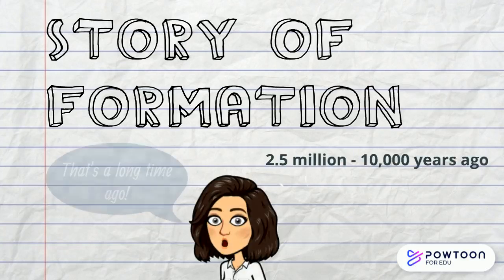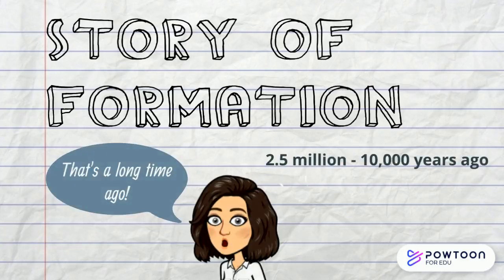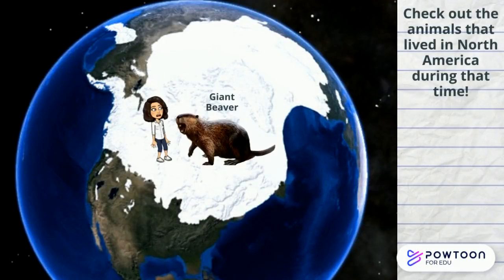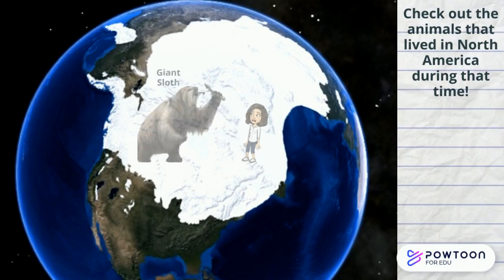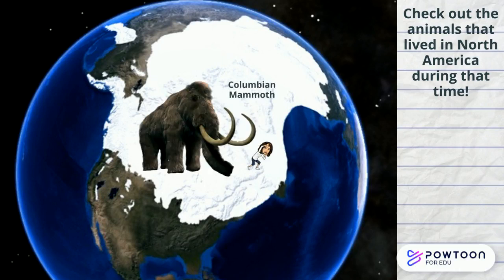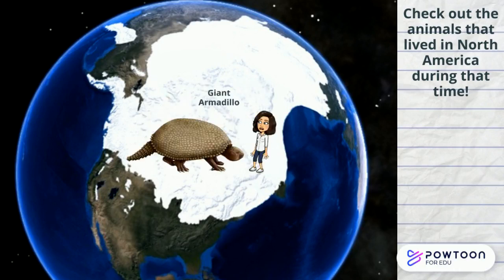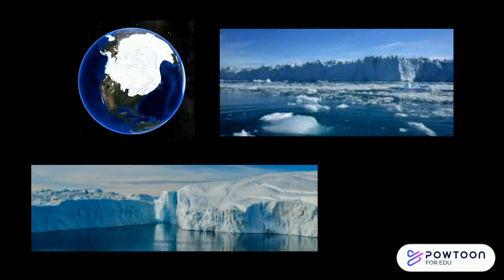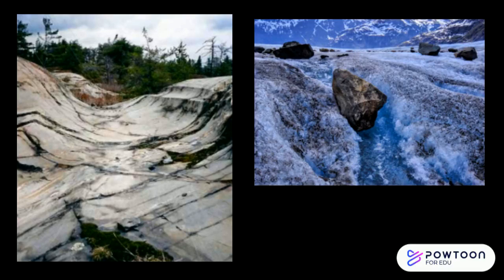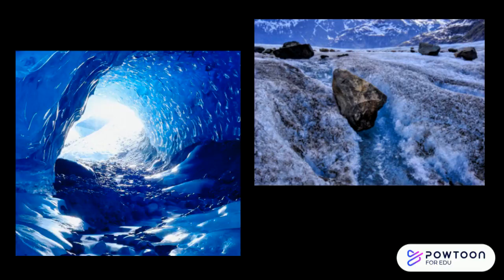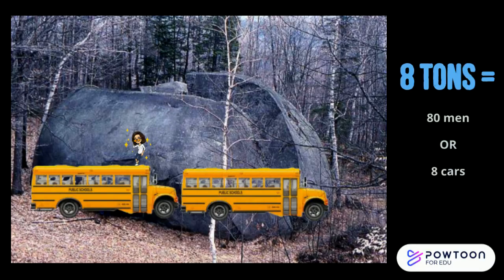Between 2.5 million and 10,000 years ago, during the last ice age, huge glaciers covered most of Canada and much of the United States. The ice sheets were 2,000 to 3,000 miles thick and covered about 5 million square miles. As the massive glaciers moved slowly across the land, they carved out valleys and eroded rocks, carrying them for miles. This rock is 100 feet long and weighs about 8 tons, but the glaciers moved it easily.